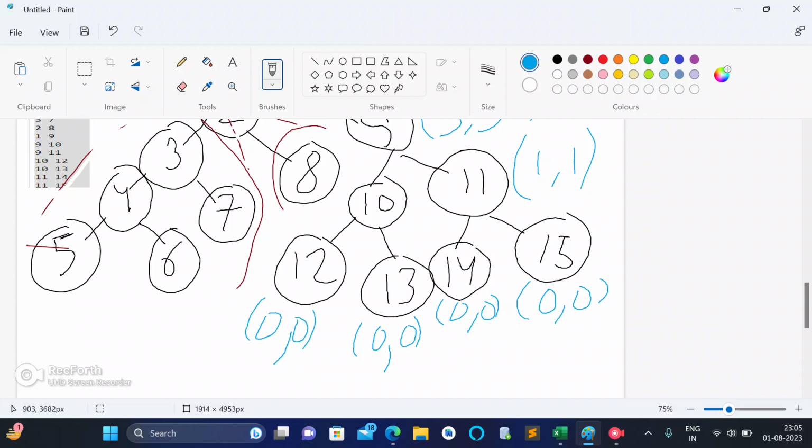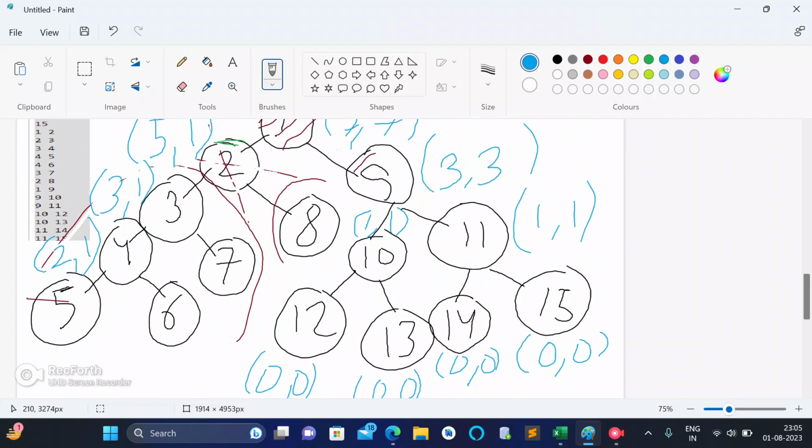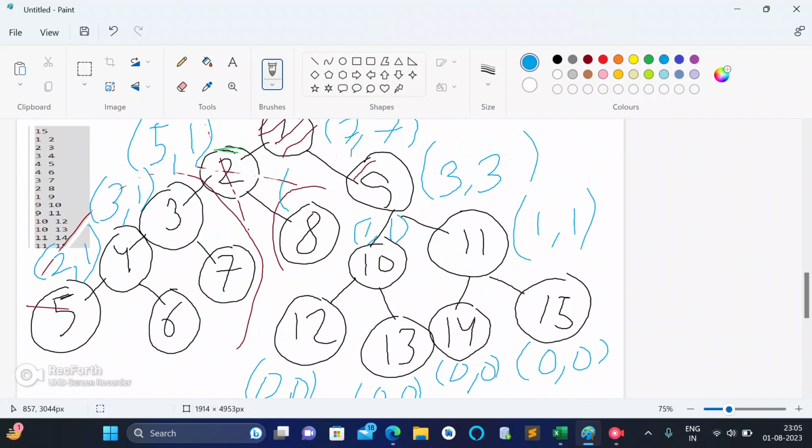0 nodes are present right of it, and 0 nodes are present left of it. In 12, it's again 0, 0. In 10, it's 1, 1. In case of 2, it's 5, 1: 5 nodes are present left of it and 1 node is present right of it. In case of 3, it's 3, 1. In case of 4, it's 2, 1.